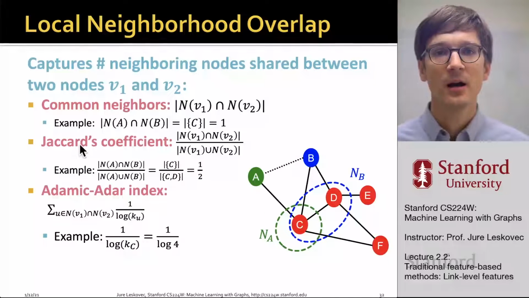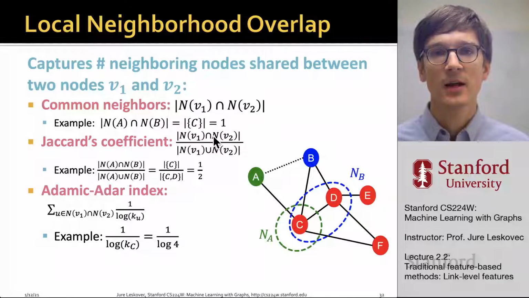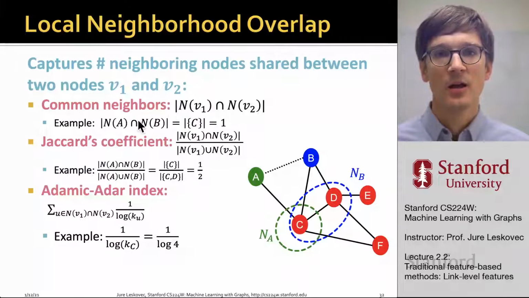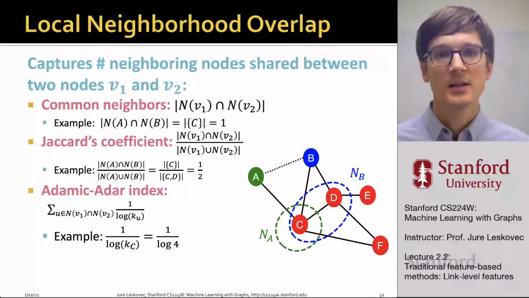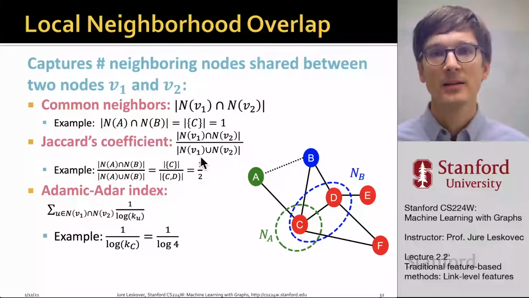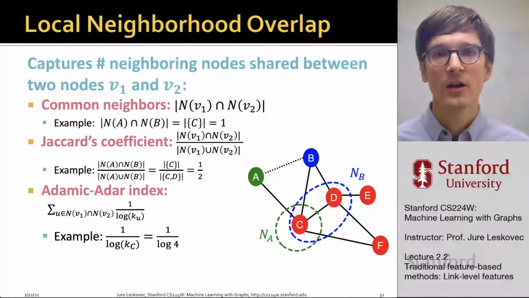A normalized version of this same idea is the Jaccard coefficient, where we take the size of the intersection divided by the size of the union. The issue with common neighbors is that nodes that have higher degree are more likely to have neighbors with others. In the Jaccard coefficient, we are trying to normalize by the degree, to some degree, by considering the union of the neighbors of the two nodes.